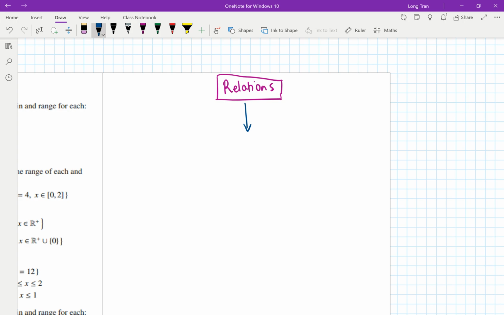Relation, write in your own notes, it literally is just a collection of points or coordinates. So you draw an axis, you put a point, you put a point, you put a point, you put a point, label them. A collection of them or group of them is called a relation.